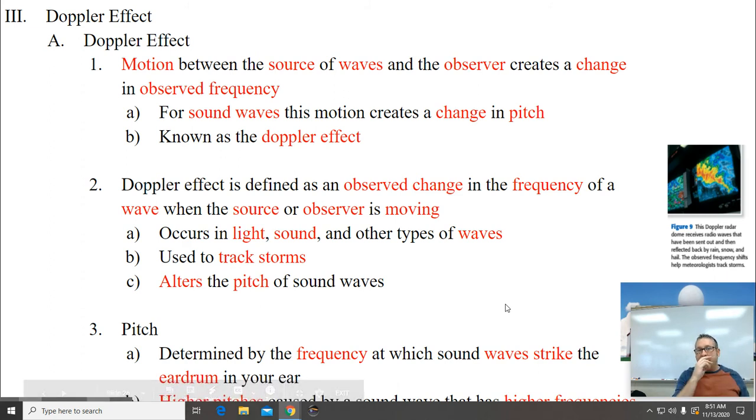And so I mentioned earlier in the slide that it is a change in pitch. And pitch is determined by the frequency at which sound waves strike the eardrum in your ear.